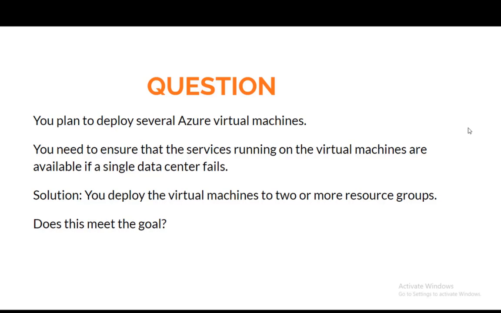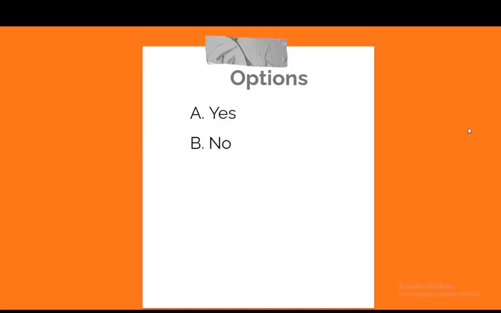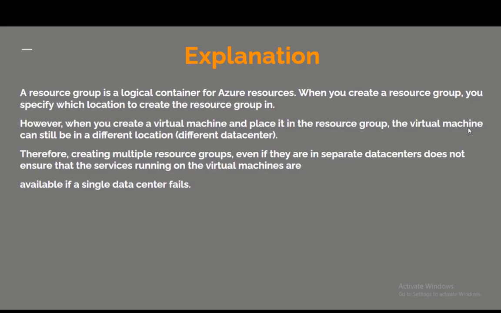Explanation. A resource group is a logical container for Azure resources. When you create a resource group, you specify which location to create the resource group in. However, when you create a virtual machine and place it in the resource group, the virtual machine can still be in a different location, different data center. Therefore, creating multiple resource groups, even if they are in separate data centers, do not ensure that the services running on the virtual machines are available if a single data center fails.